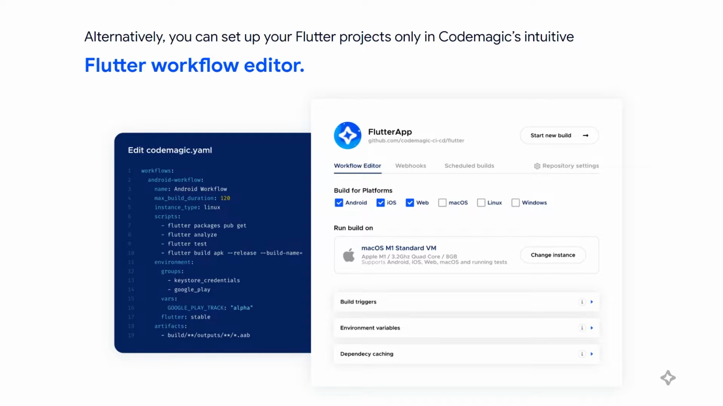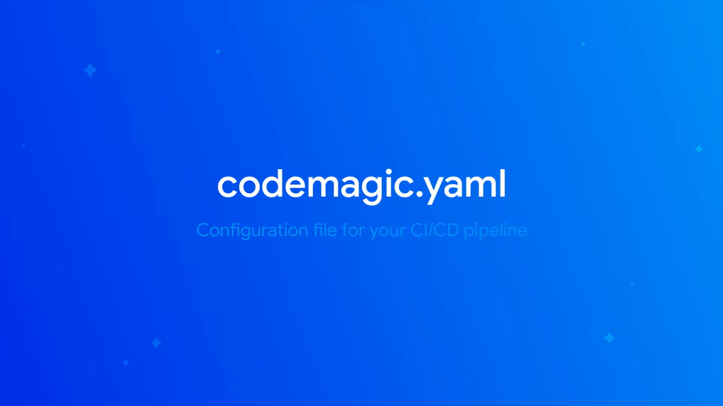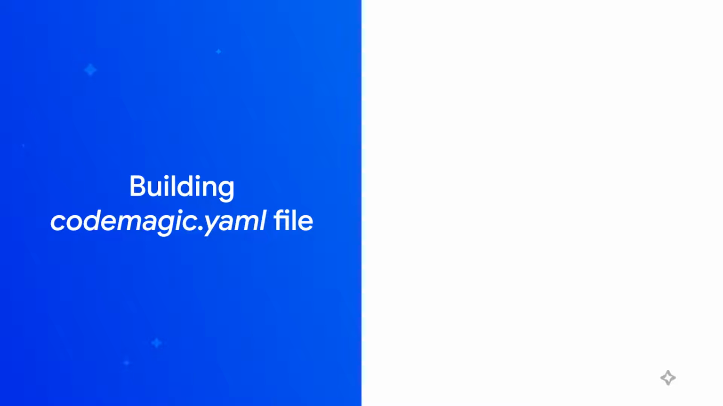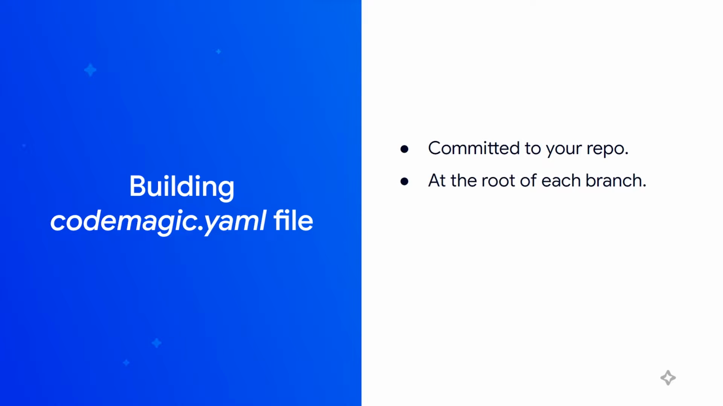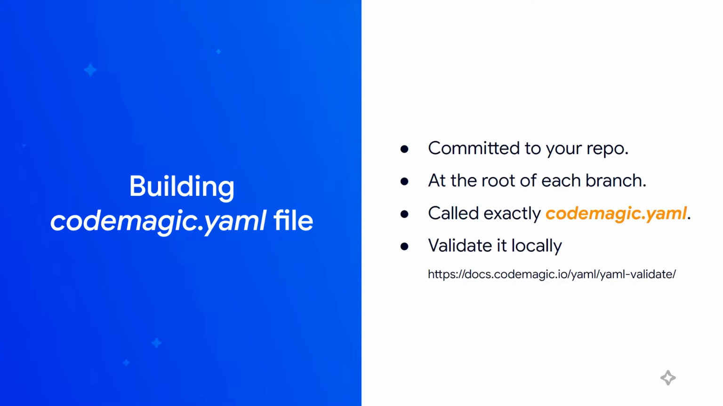In this series, we're going to use the flexible codemagic.yaml file. Codemagic.yaml is a highly customizable configuration file for setting up your CI/CD pipeline with Codemagic. In order to use it, it has to be committed to your repository, and it should be placed at the root of each branch you want to build. It should be called exactly codemagic.yaml. If you need to validate the codemagic.yaml file locally, then you need to configure your IDE to use the Codemagic JSON schema. It's available on our docs.